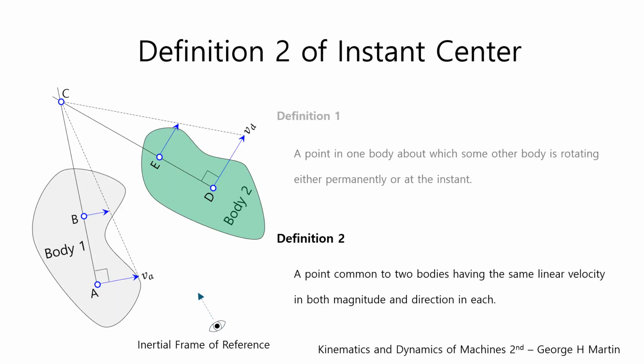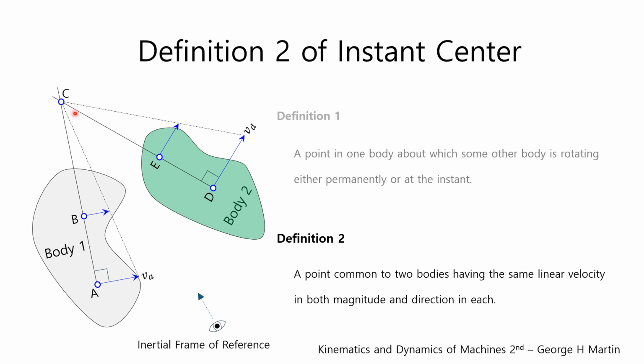The second definition of the instant center uses absolute velocity and is as follows: a point common to two bodies having the same linear velocity in both magnitude and direction in each. Let's explain this with the figure on the left. In the figure on the left, the two bodies are moving in a mixed motion of rotation and translation in the plane. Meanwhile, the observer, unlike in the case of the previous definition, is not on body 1, but is observing the absolute velocity of the two bodies in an inertial frame of reference.